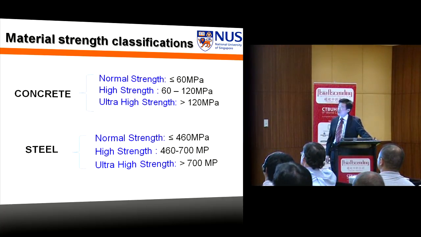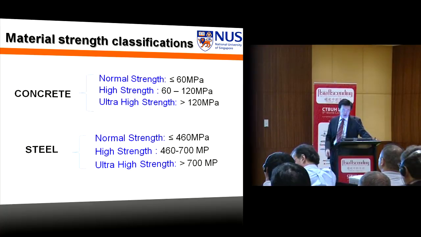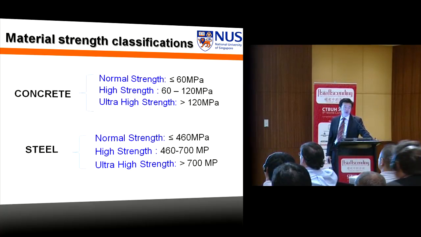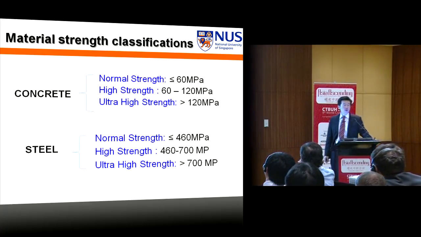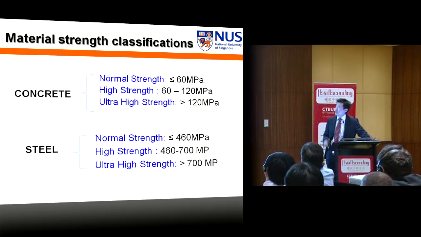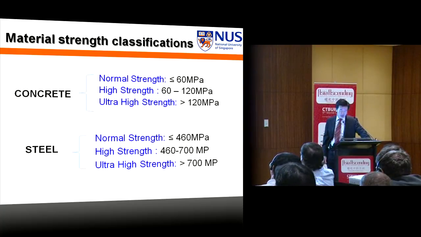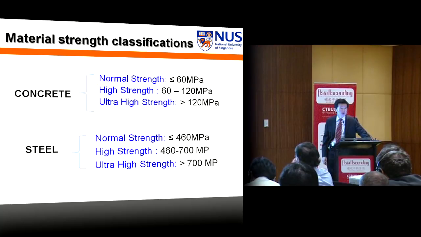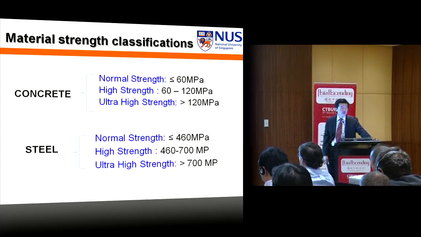First is the concrete materials. Normal strength is any concrete strength below grade 60, and high strength is between 60 and 120. Current technologies allow us to produce concrete suitable for construction up to 180 megapascal, in the sense that it is workable during construction. It can be pumped to the greater height required for most tall building constructions. So workability is a very important aspect for construction.